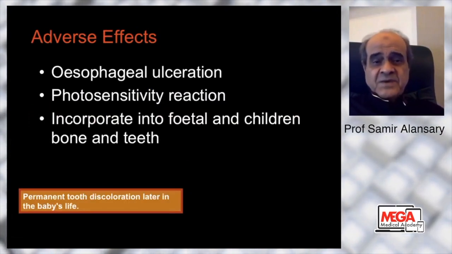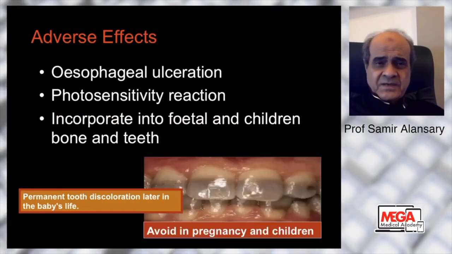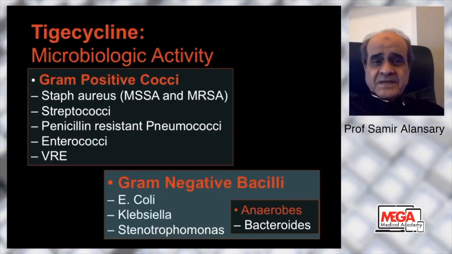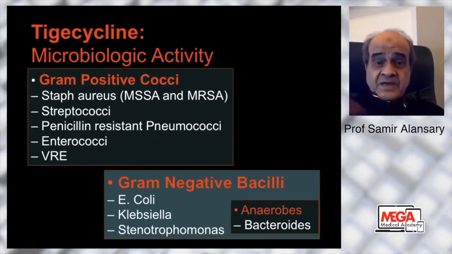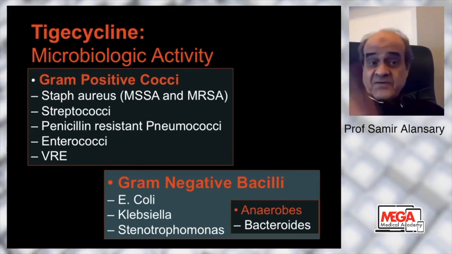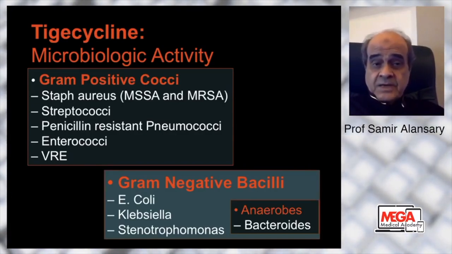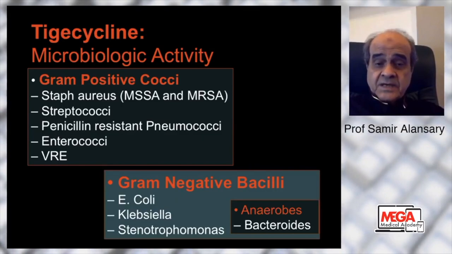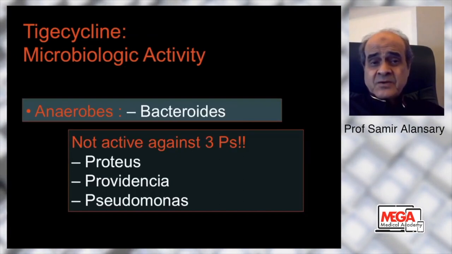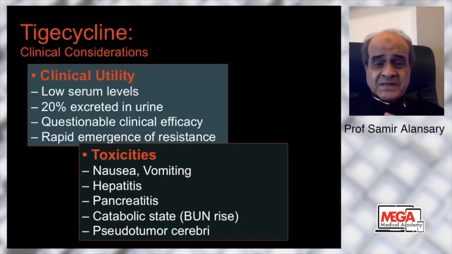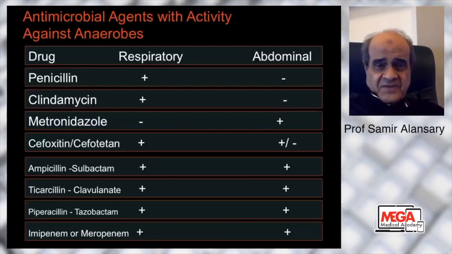Adverse effects, you know, the permanent discoloration of the teeth and bone of the baby, so not used in pregnancy. Tigecycline, I think most of you are using it. It covers gram-positive and gram-negative, but take care, and it is specific for VRE, vancomycin-resistant enterococci. It can cover E. coli, Klebsiella, Stenotrophomonas, and also covers bacteroides, but it may cause some pancreatitis or some hepatitis as a side effect, and it also has some catabolic effect.